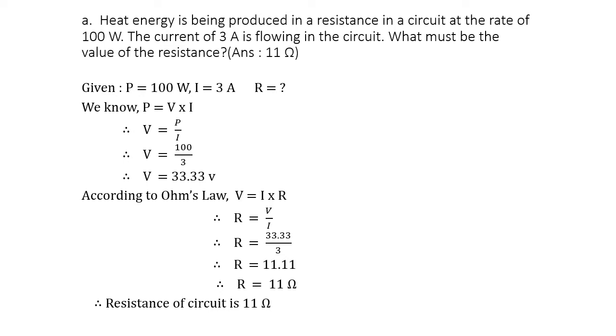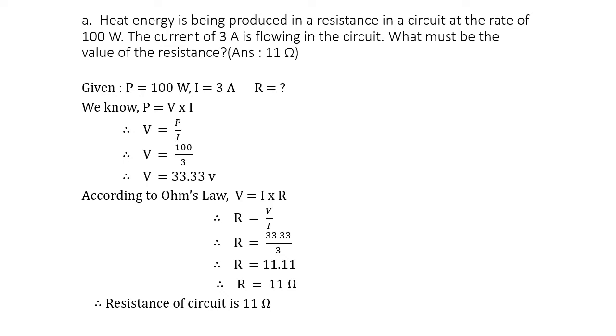Now we want to find the R. So we know Ohm's law. We have studied it already in 9th standard. So according to Ohm's law, V is equal to I multiplied by R. Therefore R is equal to V upon I. Again shifting the place, I is multiplied on the right side; when it comes to the left side, it will be divided. Correct? So R is equal to, again V we have found as 33.33.